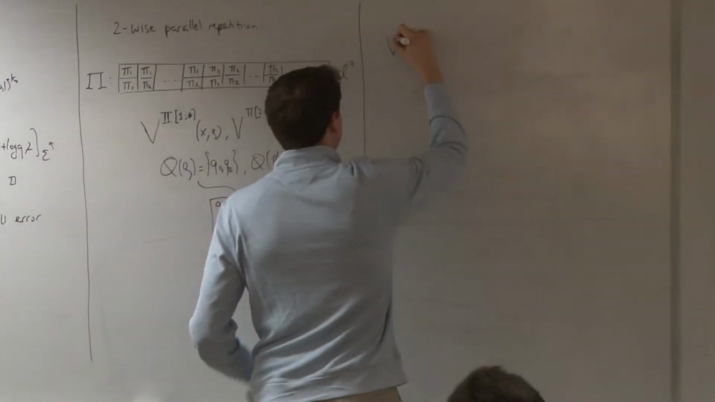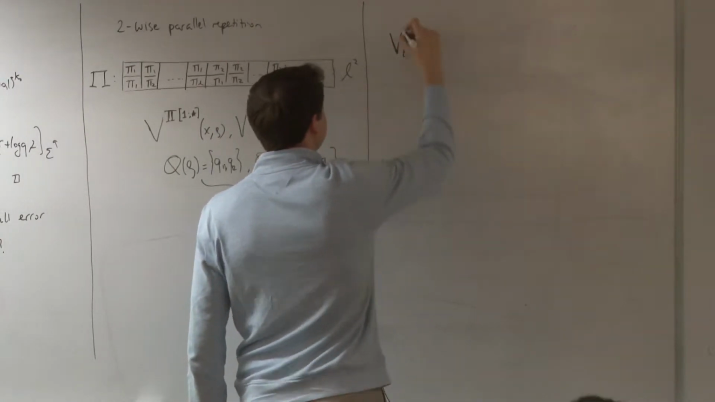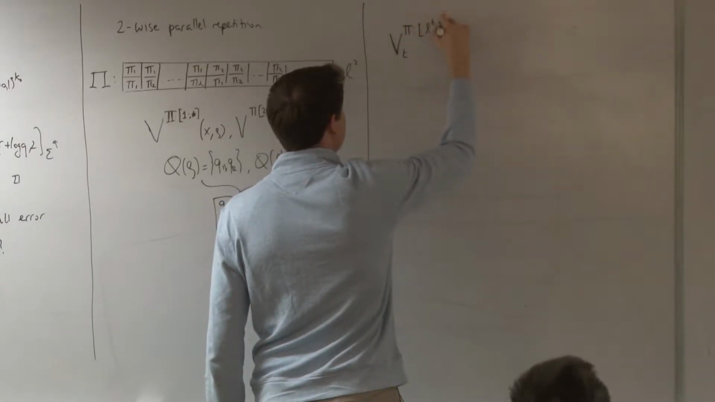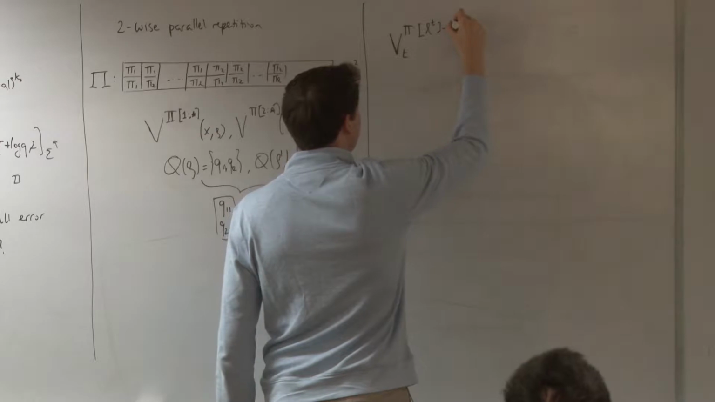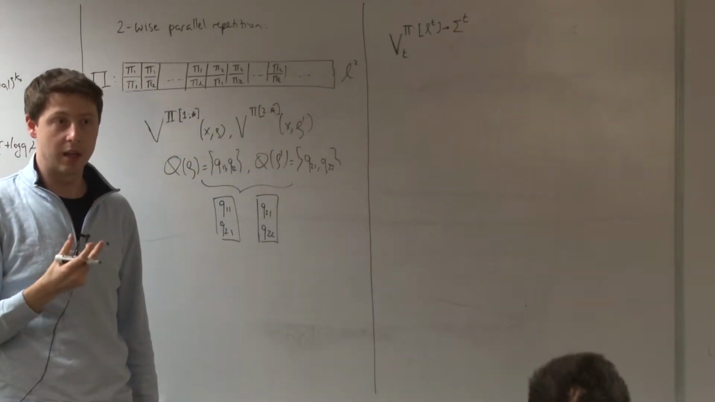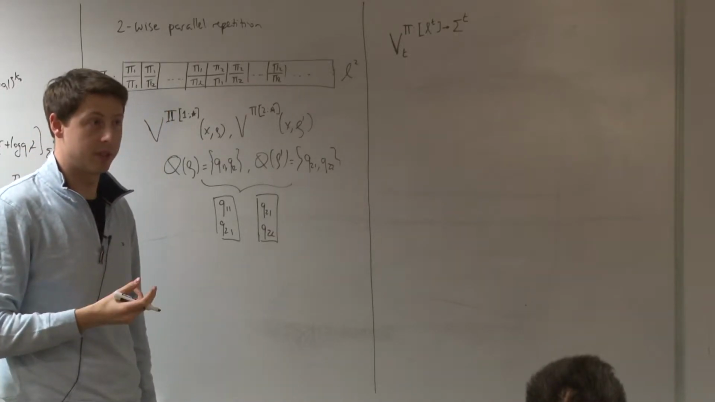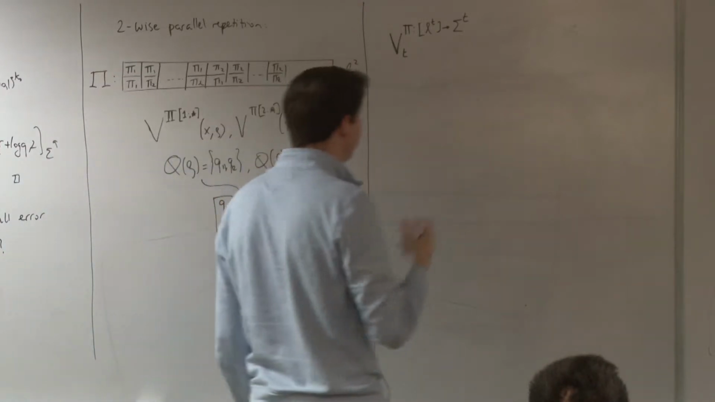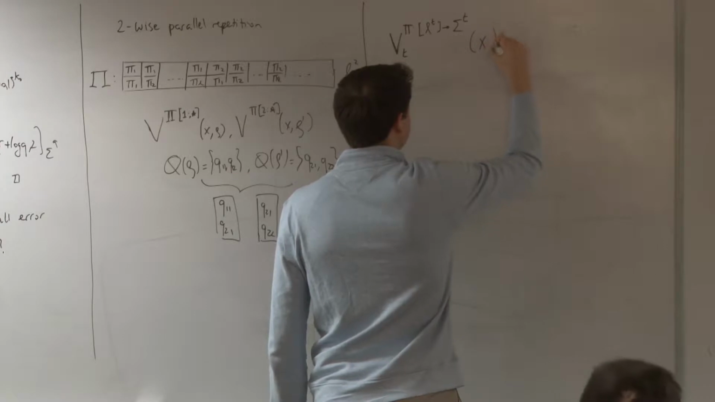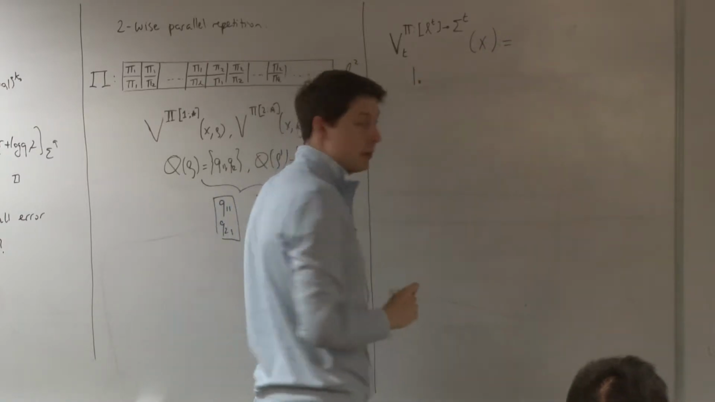All right, let's define V^t to be the t-wise parallel repetition of V. It takes as input a proof that maps from [L]^t to Σ^t, right? So I'm taking a tuple of t elements and I output a tuple of t symbols. I mean, I map t indices to t symbols.